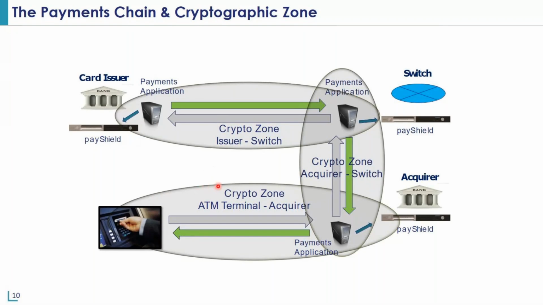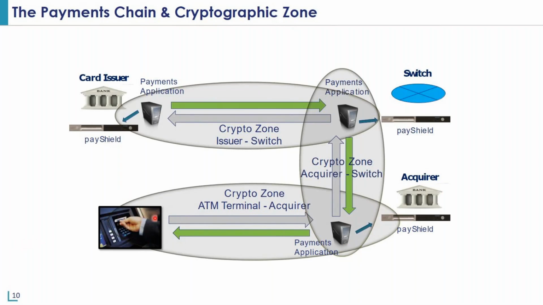So I mentioned earlier that you have different PayShield 10K units in these different locations. Even though they have different locations and different hardware, how exactly is your data protected? Your data is protected with the help of a cryptographic zone. We call it a crypto zone. Between two entities, you establish a crypto zone, which means these two entities have a shared key, the same key between them.